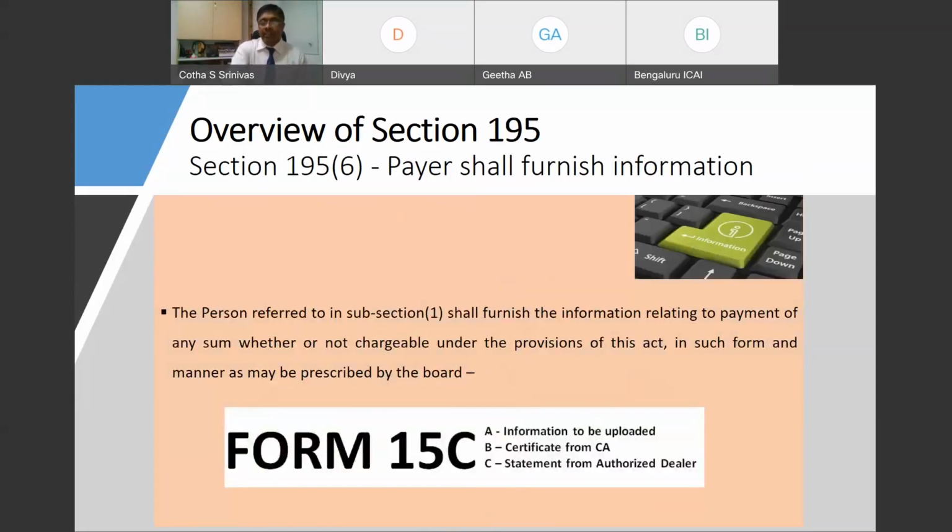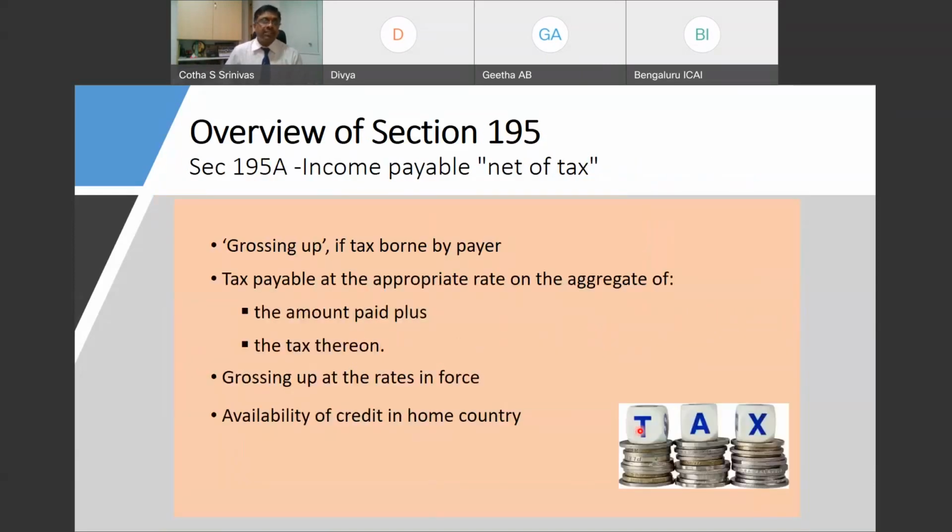Then 195(6), where we are concerned, is that the payer shall furnish certain information in Form 15CA and 15CB. 15CA is information to be uploaded, 15CB is a certificate from a chartered accountant, and 15CC is a statement from an authorized dealer. A statement from an authorized dealer means the bankers who are helping to remit this foreign currency outside India; they have to prepare a quarterly statement in Form 15CC and file it with the income tax department. Then there is a concept of grossing up of tax. Section 195(8) talks about income payable net of tax.